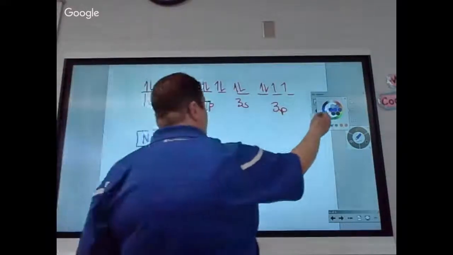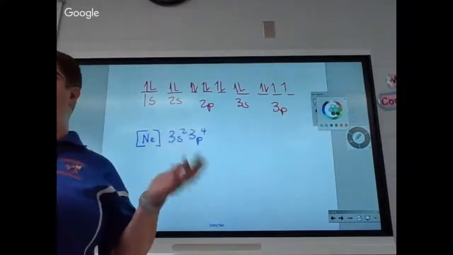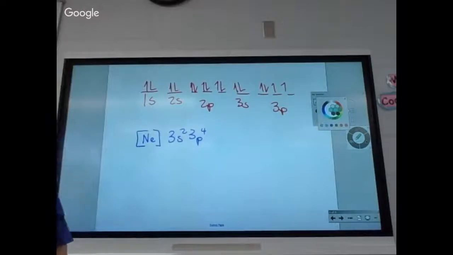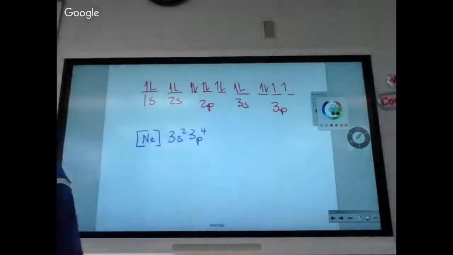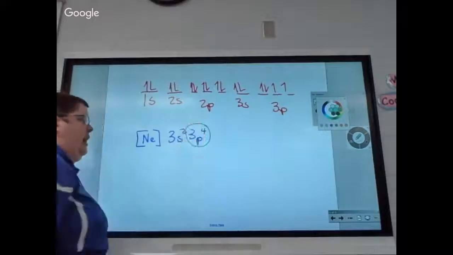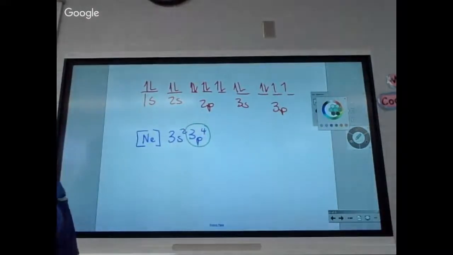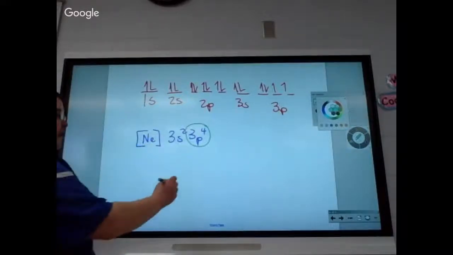Okay? So if it says how many unpaired anything, what's the only part that's going to be unpaired? What's the only part in this that's going to be unpaired? The very last one. This is the only part that you need to draw with the arrows to find out who's unpaired. Does that make sense? Yeah. This is full. That's full. You only need to draw 3p.